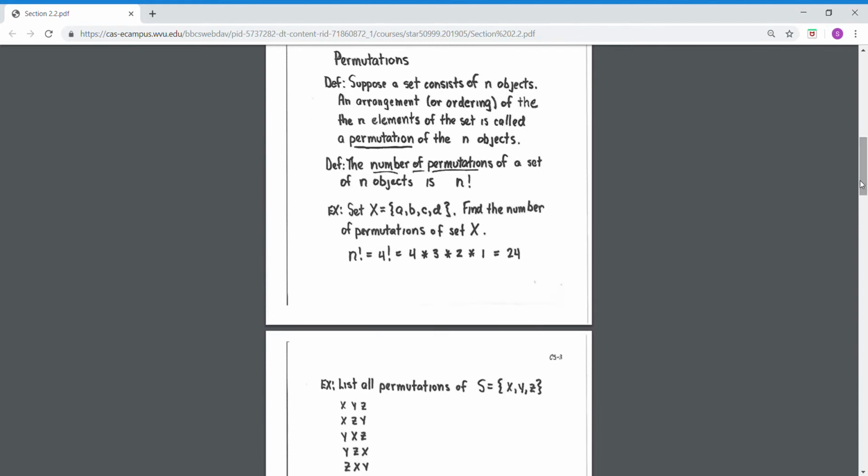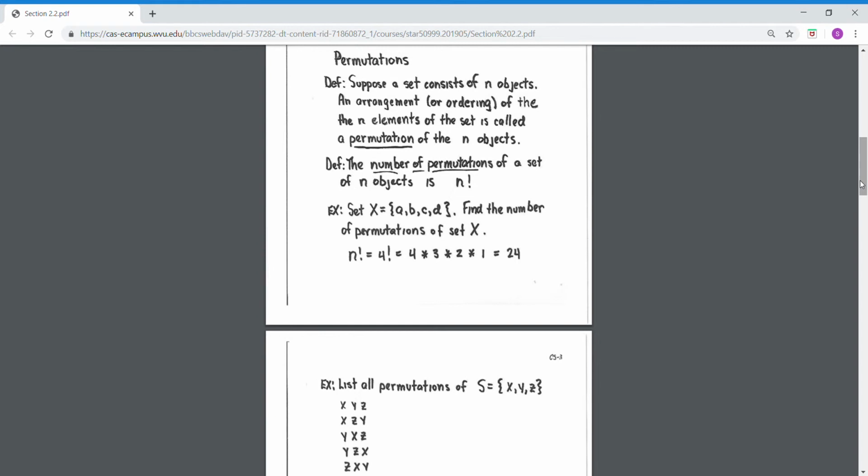Speaking of permutations, definition. Suppose a set consists of n objects. An arrangement or ordering of the n elements of the set is called a permutation of the n objects. To help further define permutation, the number of permutations of a set of n objects is n factorial.